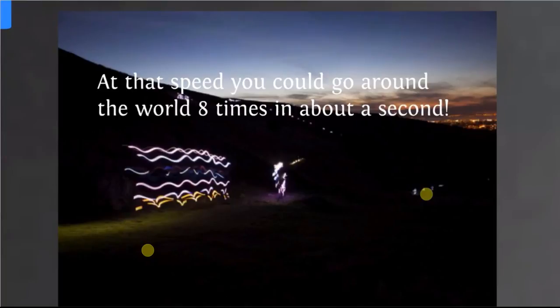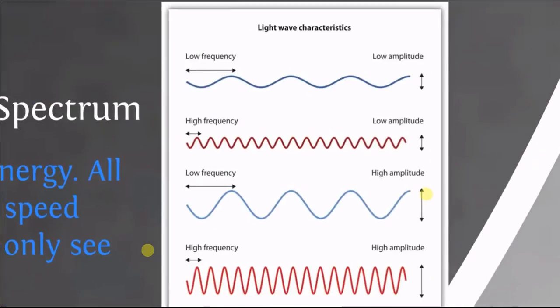So the speed of light is so fast that at 3.0 times 10 to the 8th meters per second, you could travel around the entire world 8 times. Now, light wave characteristics: even if it's a low frequency wave, it's really, really spread out, that does not mean it travels slowly. Radio waves are really long in their wavelengths, and by long I mean the distance from one peak to another. It's still traveling at the speed of light, no matter how stretched out that wave is.